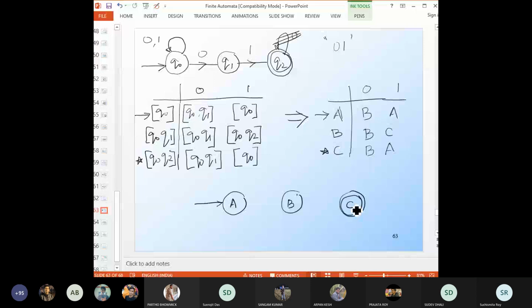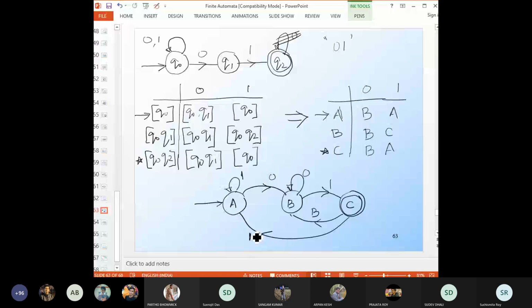Okay, from A on 0 you go to B, A on 1 you stay in A, from B on 0 you go to B, so you have a self loop here. B on 1 you go to C, from C on 0 you go to B, and from C on 1 you go back to A, because you have to start all over again to find the last 0, 1. Okay, so this is on 1.